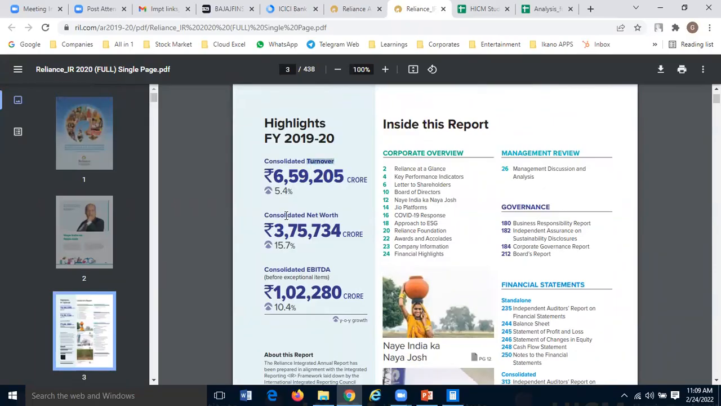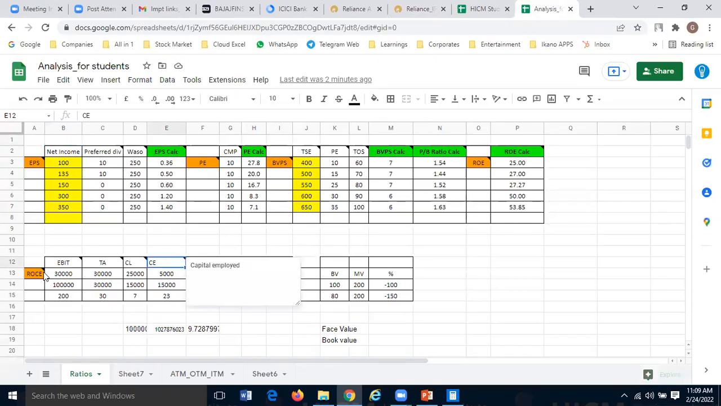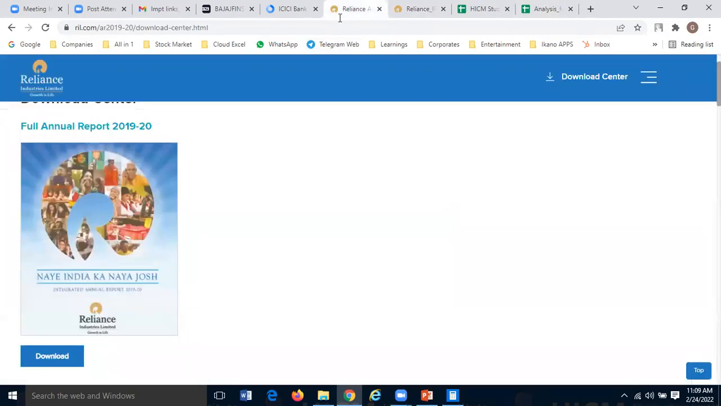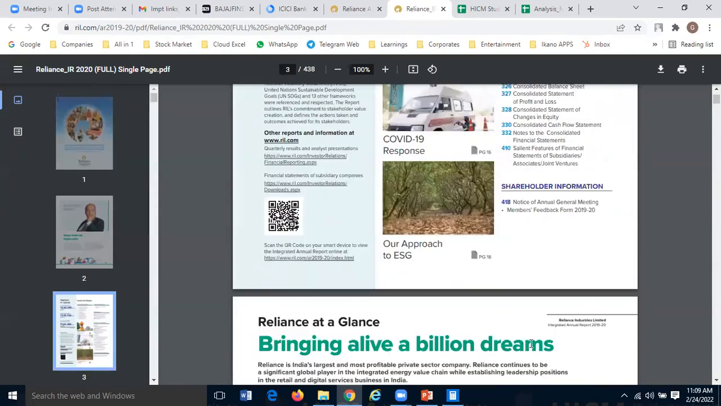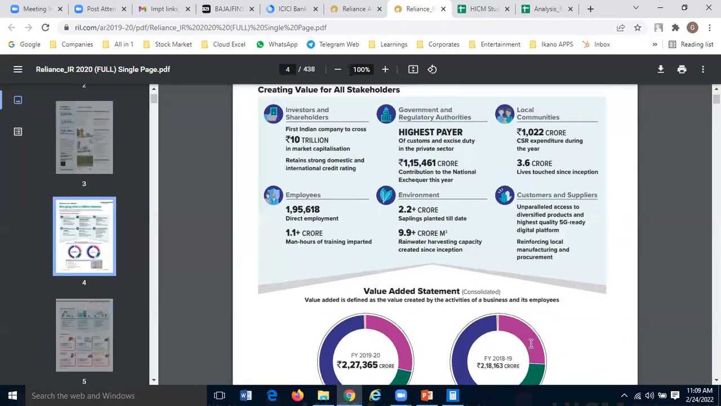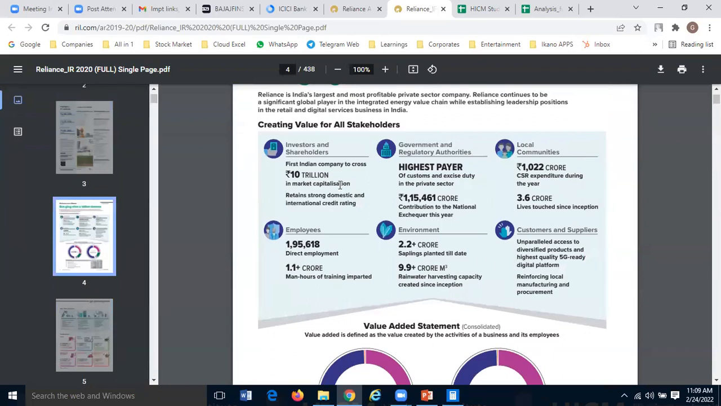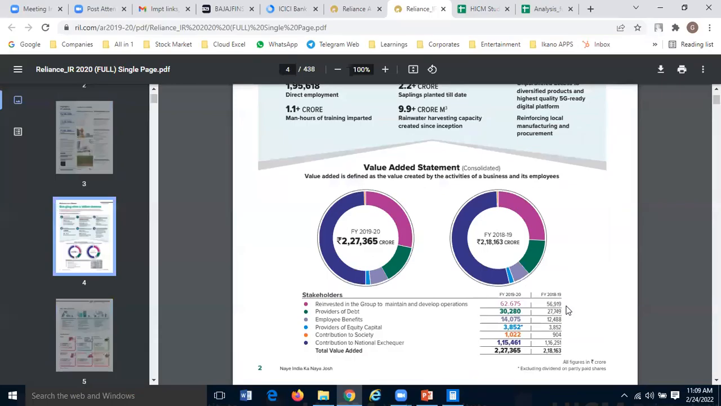Consolidated turnover, consolidated net worth, consolidated EBITDA. Whenever you are seeing any financials, you should know what ratio you can use. For EBITDA, we have learned just now that if we have the EBITDA values properly, we can calculate the ROC. This is just a link. This is the turnover. Whenever we see the net profit, we can calculate the P ratio.